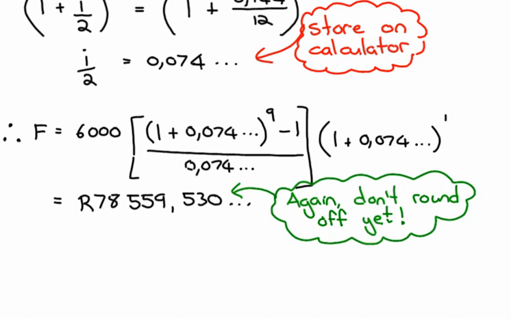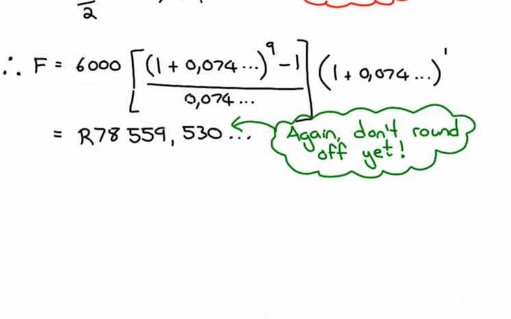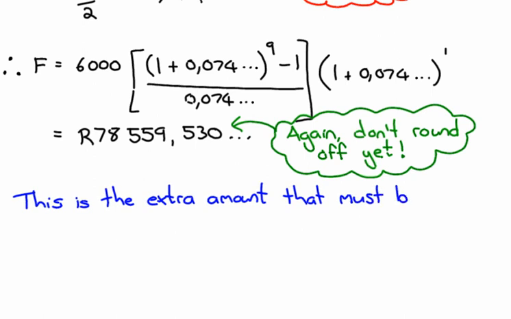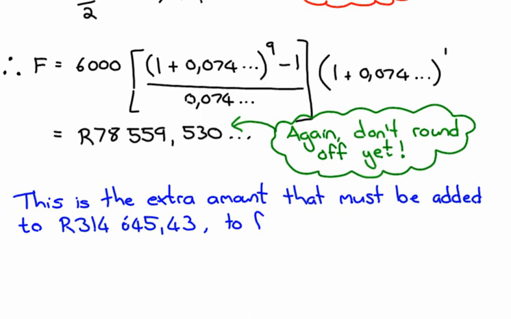So let's just make a note of what we've done here, just so that you know when you're using these notes again later. This is the extra amount that must be added to 314,645 Rand and 43 cents to finance services. Okay, so the extra amount covers the financing of the services and it must be added to that amount here.